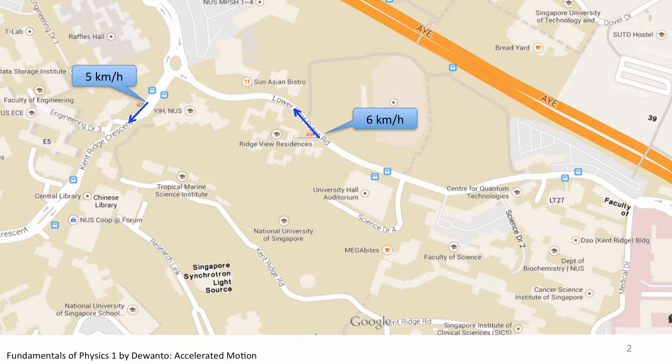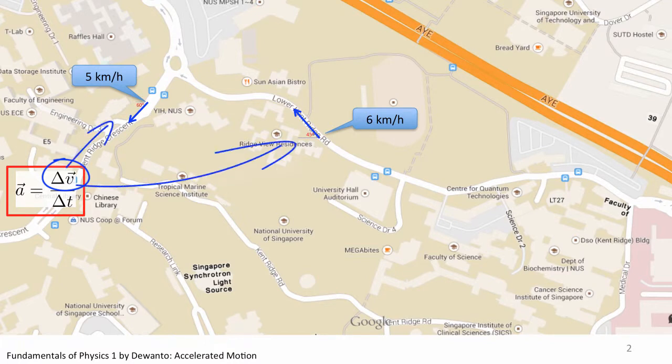Acceleration is given by the change in velocity over the time taken for that change to take place. Because velocity is a vector quantity, whereas time is a scalar quantity, naturally, acceleration is also a vector quantity. The change in velocity refers to the difference between the velocity of the bus when climbing Kent Ridge Hill and the velocity of the bus when passing by Ridgeview Residences.